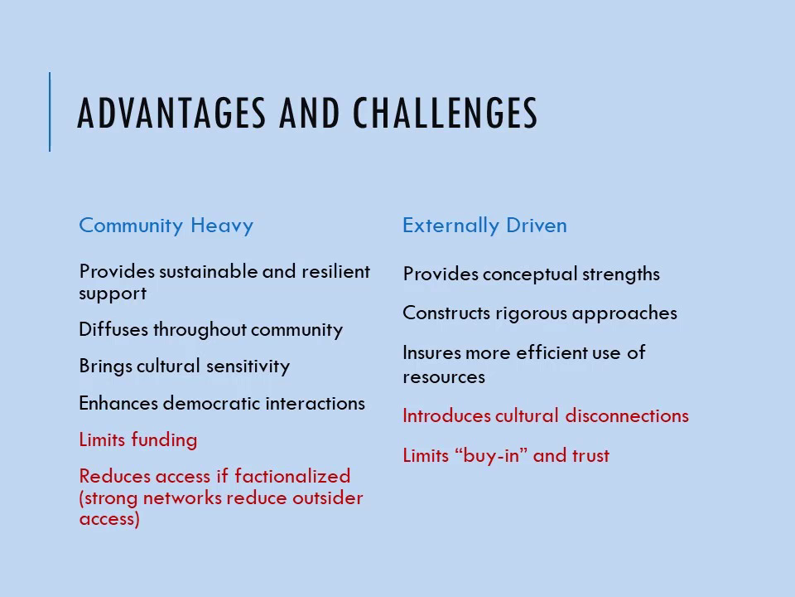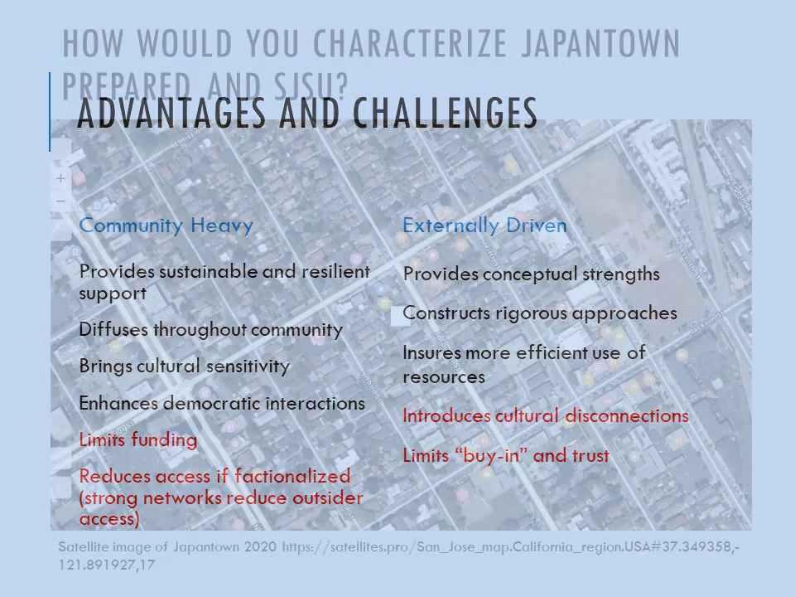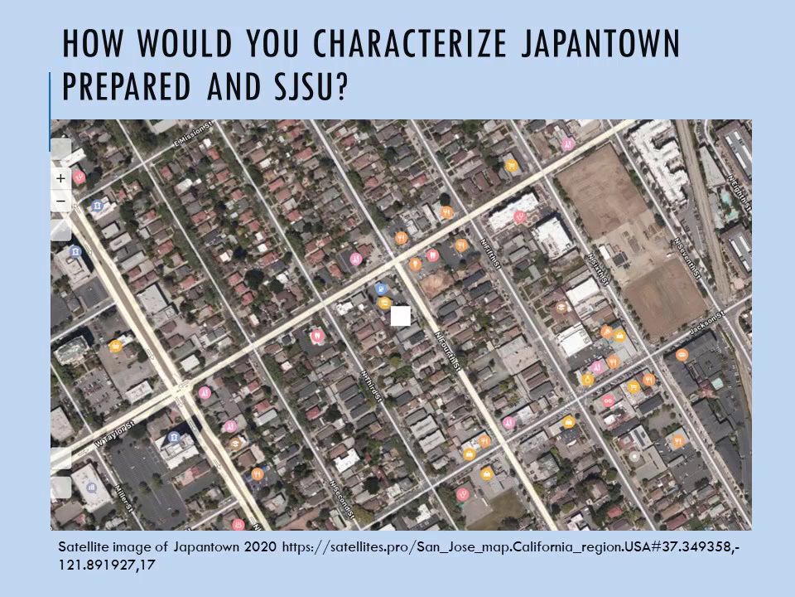They're extremely efficient. They have a lot of experience and can efficiently use resources, but they aren't necessarily connected to the communities that they're serving, and they may introduce a cultural gap between the local community and those outside experts. And that limits the amount of buy-in or trust that the community experiences. So as you are reading the history of the relationship between Japantown Prepared and San Jose State, reflect on Whitehead's typology and think about how that relationship has changed over the years.